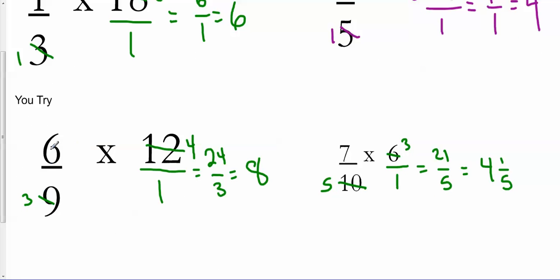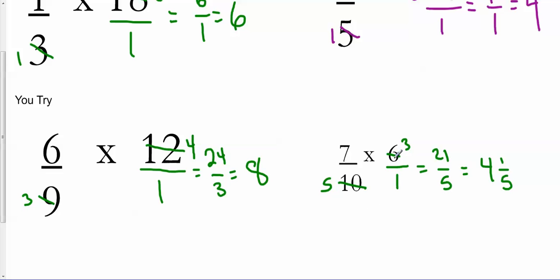So here's what I came up with. Made 12 a fraction. I simplified the 12 and the 9 by dividing by 3. 6 times 4 is 24. 3 times 1 is 3. So 24 over 3 equals 8.